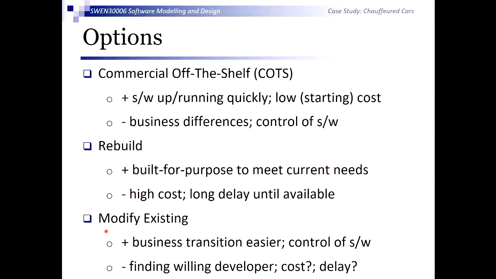Another choice is to find some way of modifying the existing system. So if you can modify it, then the transition is going to be easier for the current operators, for the business as a whole. But I can tell you, finding a developer who is going to look at that horrible code and say, yeah, I'll take that on and modify it in some way. Very few people are willing to do that, and the cost can be high, and you can still get delays in terms of dealing with it.